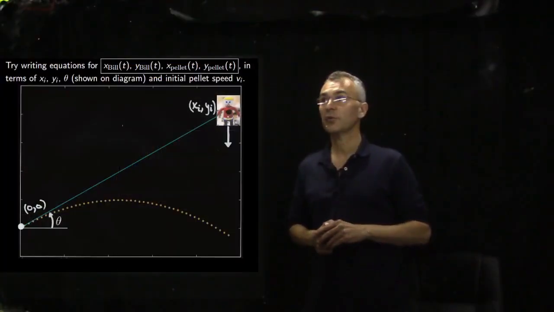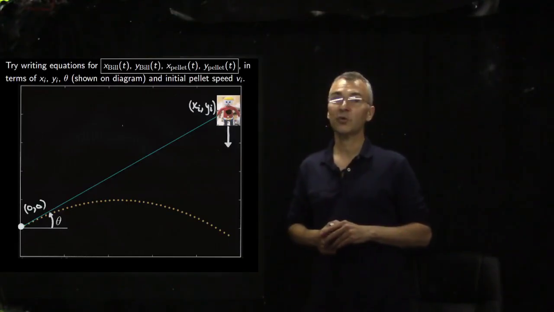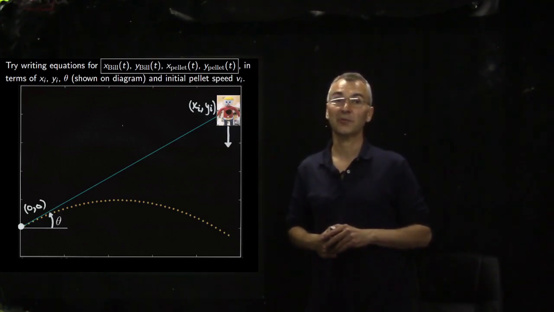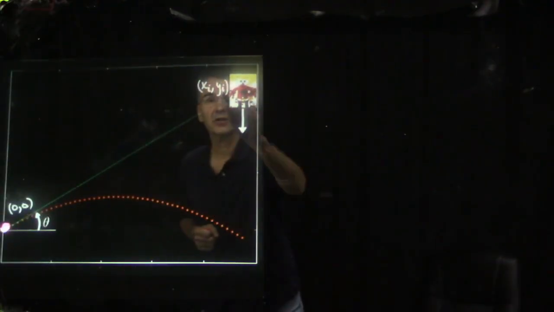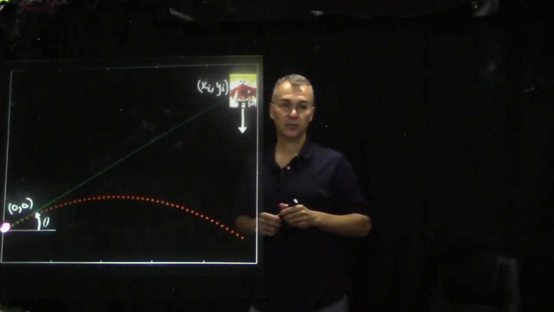So let's try writing equations for the x and y coordinates of Mr. Bill versus time, and the x and y coordinates of the pellet versus time, in terms of the initial position of Mr. Bill, shown on the diagram, and the angle at which the pellet is released, and the initial speed at which the pellet is released. So let's call this position 0, 0, x equals 0, y equals 0, and then we're going to call the initial position of Mr. Bill x initial, comma, y initial.